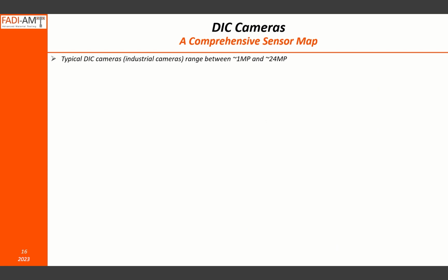So now, since we cannot address this particular item from a technical perspective only, let's go to some other technical items that we can sufficiently address. And that's the topic of the camera sensor itself. Camera sensors that are used for DIC typically range between 1 and 24 megapixel. These are nothing but industrial cameras. I think the general class of them is called industrial cameras, and they range between 1 and 24 megapixel.